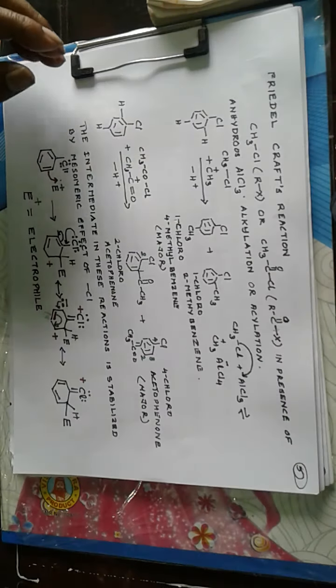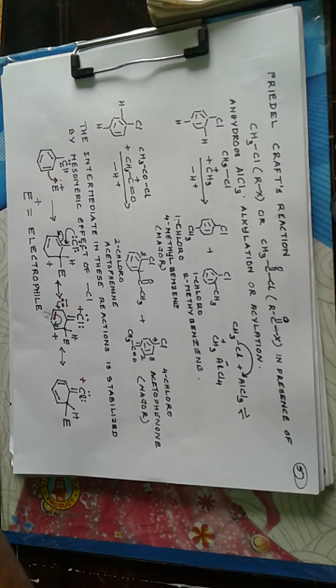Now another electrophilic substitution reaction is the Friedel-Crafts reaction. It involves the alkylation and acylation of the benzene nucleus. Since chlorine is ortho-para directing, meaning the incoming electrophile is directed towards the ortho or para position, we get the ortho and para substituted derivatives.